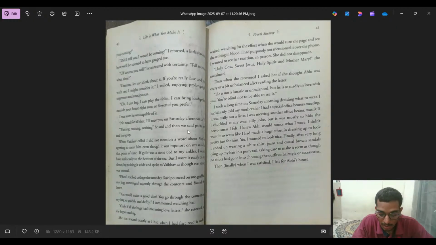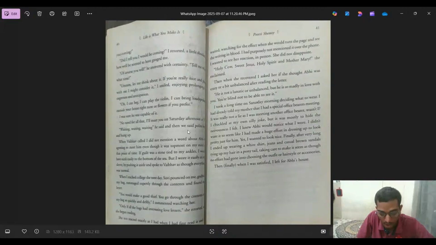I took a long time on Saturday morning deciding what to wear. I had already told my mother that I had a special office barrier meeting. It was really not a lie, as I was meeting another office barrier, wasn't I? I chuckled at my own silly joke, but it was mostly to hide the nervousness I felt. I knew Abhi would notice what I wore. I didn't want it to seem like I had made a huge effort dressing up to look pretty just for him. Yet I wanted to look nice.